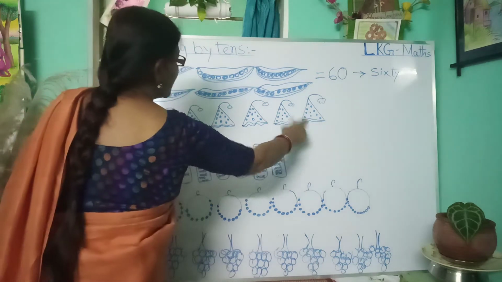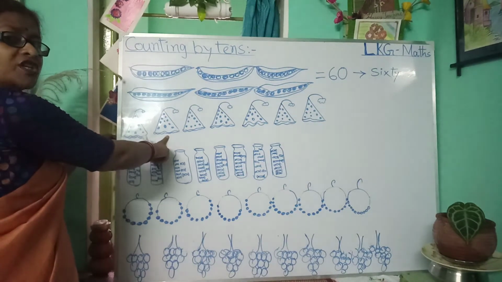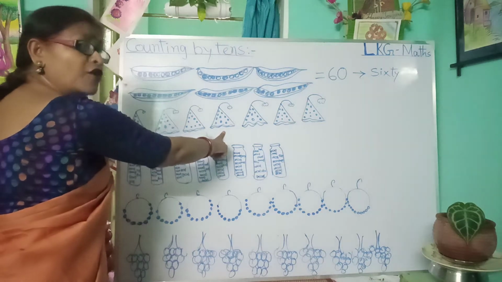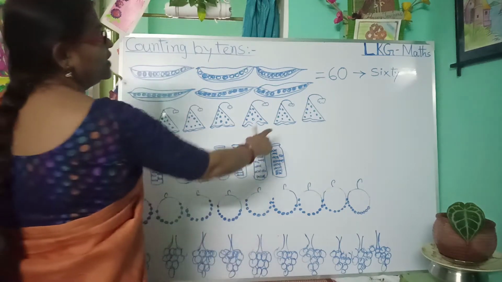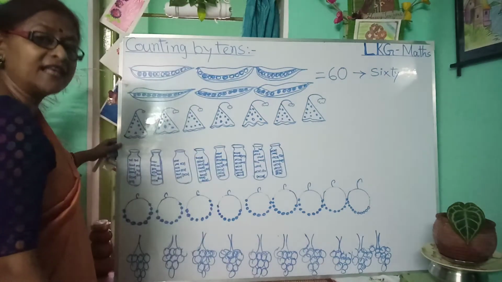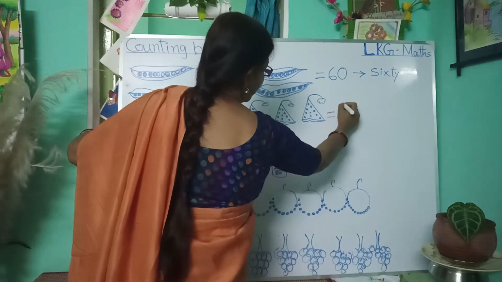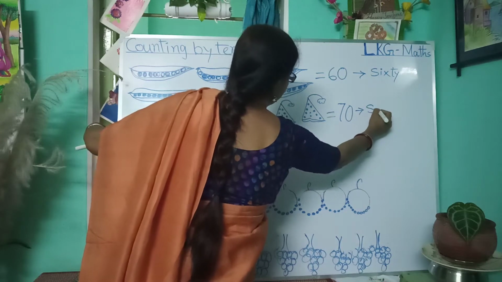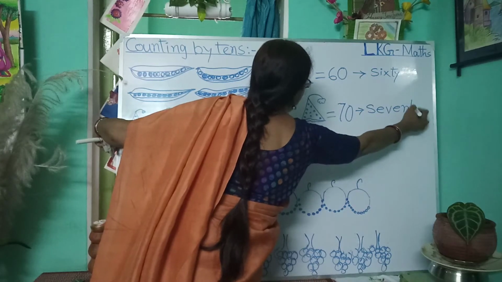6 tens, 7 tens. 1 ten means 10, 2 tens means 20, 3 tens means 30, 4 tens means 40, 5 tens means 50, 6 tens means 60, 7 tens means 70. There are 70 dots. 70. The spelling of 70 is S-E-V-E-N-T-Y. 70.